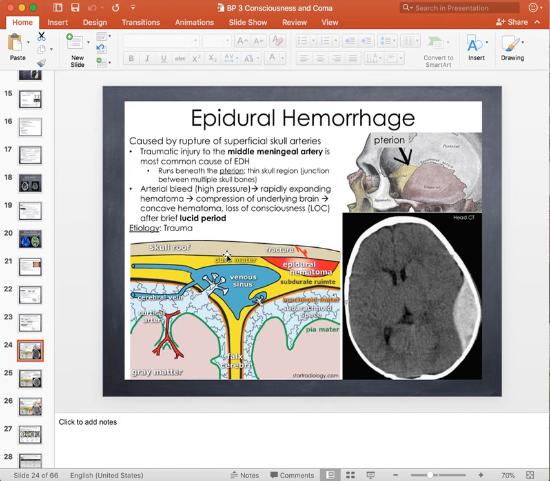And while it's rapidly expanding, before it reaches a certain threshold to cause decreased level of consciousness, there's this characteristic lucid period. So sometimes people will pass out initially as a result of concussion, come to, and seem totally fine. But you always have to be worried about the possibility that they're in a lucid period and that they've got an epidural hemorrhage that's quickly accumulating and can kill them if not intervened upon. It's growing and growing and growing, and they don't recognize it.